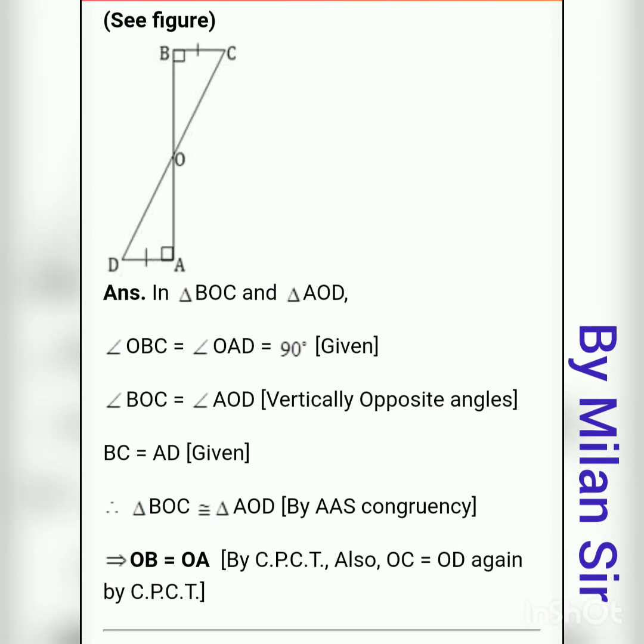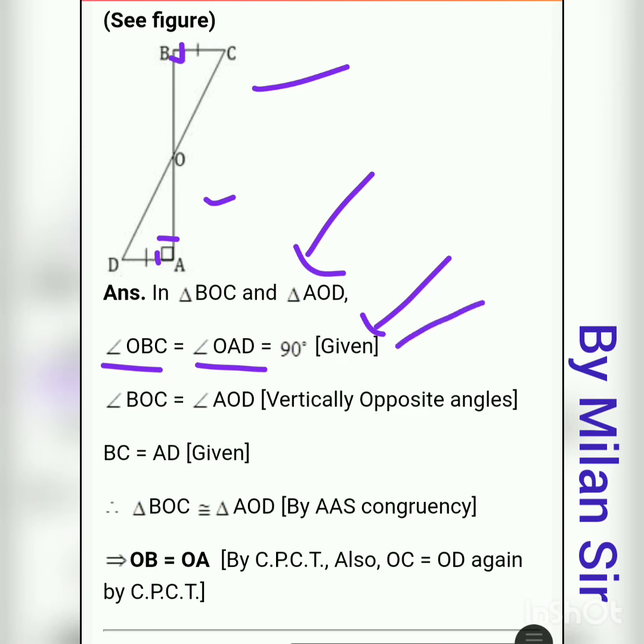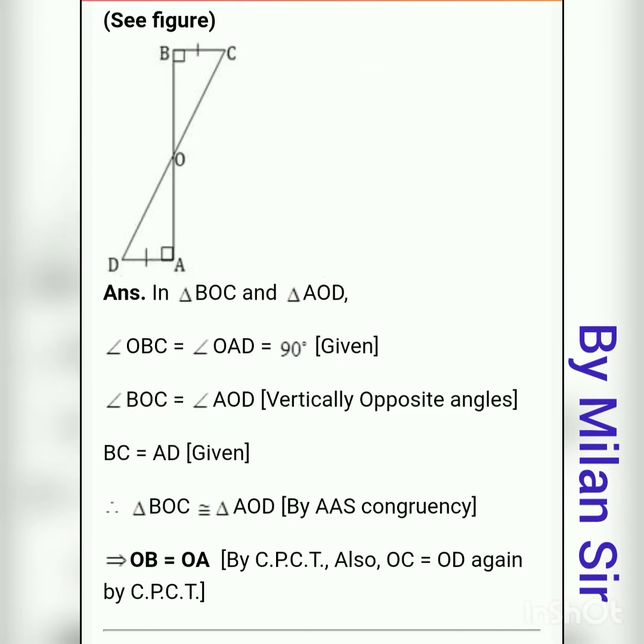Okay, so first of all we need to write this. So in triangle BOC and AOD, upper triangle and lower triangle, angle OBC is equal to angle OAD. Angle OBC, that means this one, and OAD, this one, both are 90 degrees, so both are the same and it is given in the question, right? After that angle BOC is equal to angle AOD. Reason is vertically opposite angles. And our third thing is BC is equal to AD, which is given in the question.